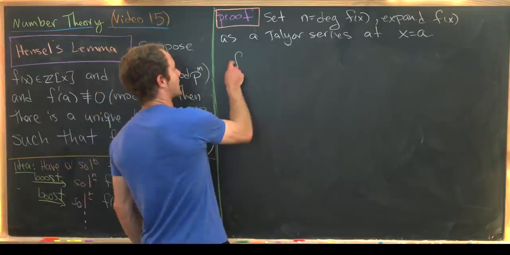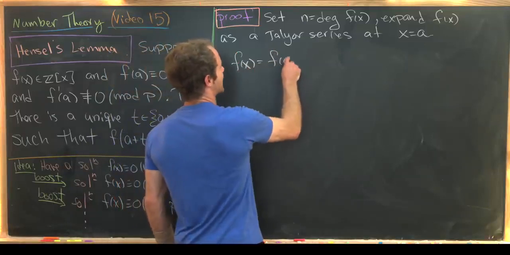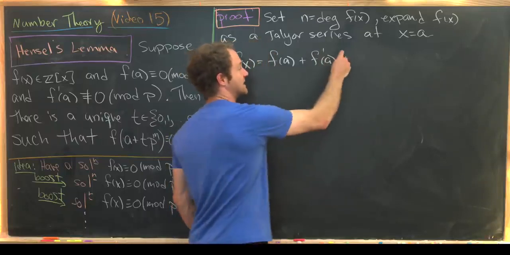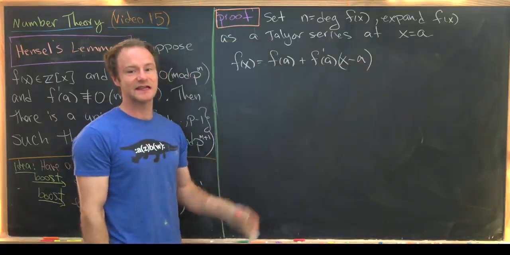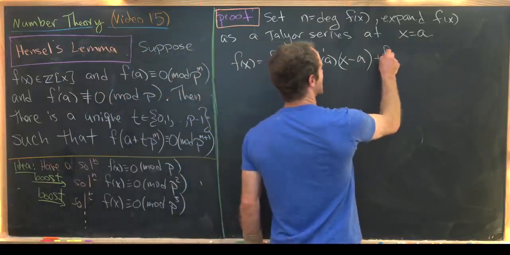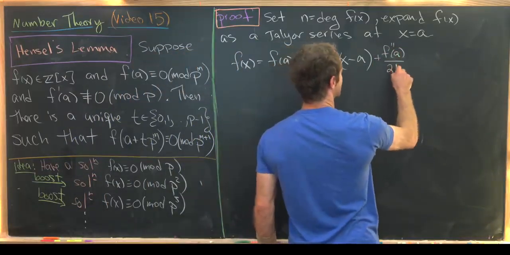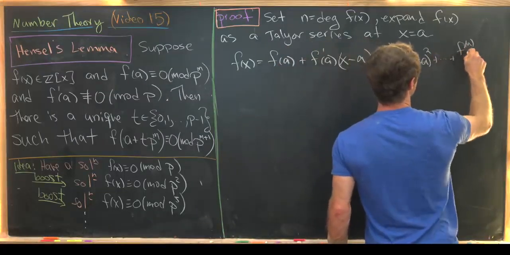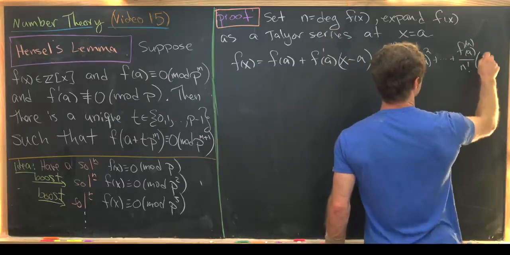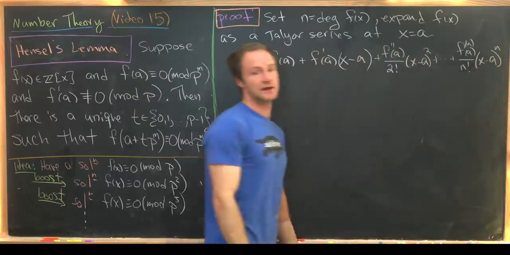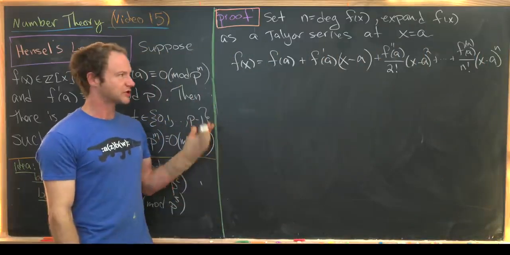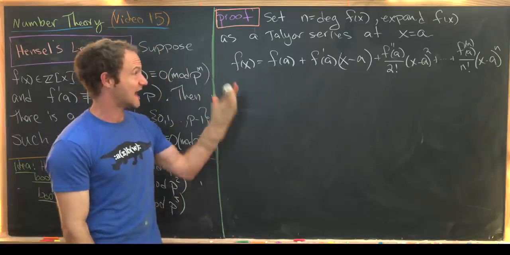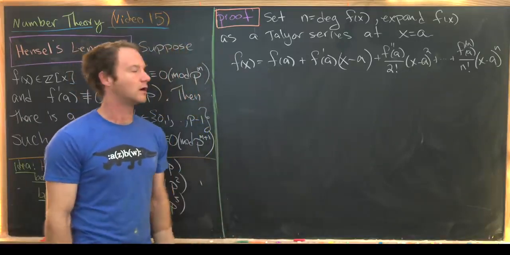Okay, so that means we can write f of x as f of a plus f prime of a times x minus a. So that's the linear approximation, and then we can keep going. F double prime of a over 2 factorial times x minus a squared, all the way up to the nth derivative evaluated at a over n factorial times x minus a to the n. And for an arbitrary function, you may have to worry about some sort of interval or radius of convergence, but since f is a polynomial, we don't have to worry about that at all.